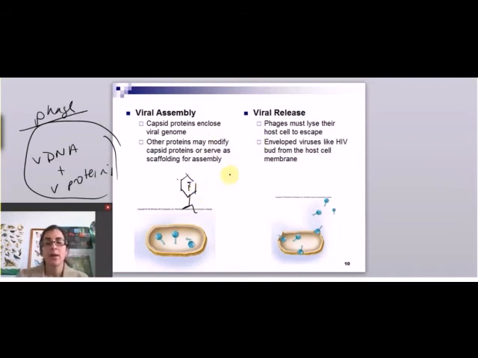And then the last step for phage is viral release. In the case of phage, you can see that the viruses actually burst out of the host cell. And when they burst out of the host cell, it breaks open the host cell. So this is going to kill the host cell. Not all viruses are going to immediately kill the host cell like this. Again, we'll see when we look at HIV that it will bud out of the host cell. And when it buds out of the host cell, it will take away membrane. So we'll see that when we look at the HIV life cycle.